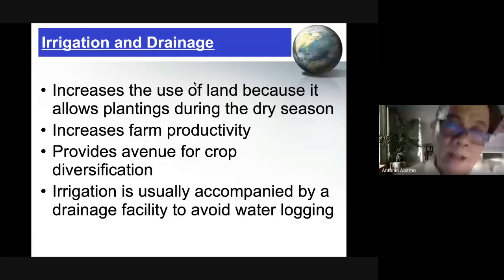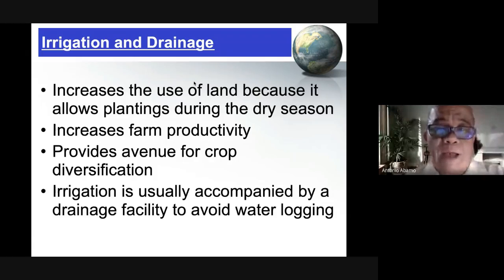Okay. Another use of irrigation and drainage is that it increases farm productivity because there are crops, especially rice and also vegetables, that use water more fully because they are water-consuming crops. And if there is drought, it's going to be a problem for agricultural production.